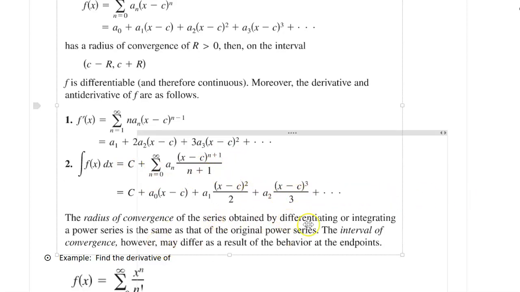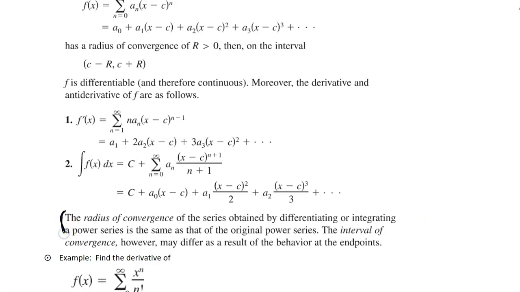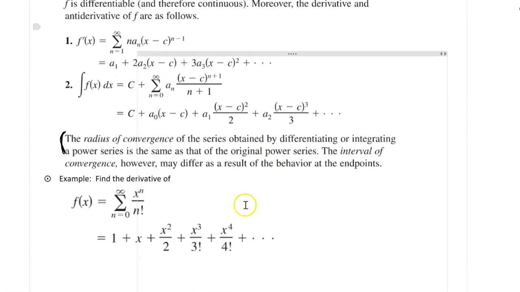The radius of convergence of the series obtained by differentiating or integrating a power series is the same as that of the original power series. And that right there is part of the important part of this theorem. But the interval of convergence can change as a result of behavior at the endpoints. So you know that the numbers are going to be the same for your interval of convergence. You just don't know if you're going to have the same parentheses and brackets. So let's look at an example.